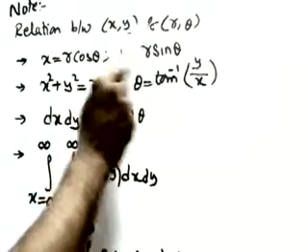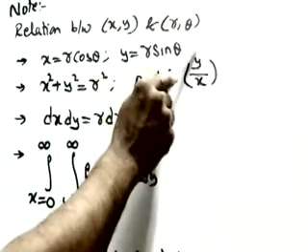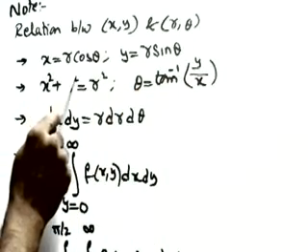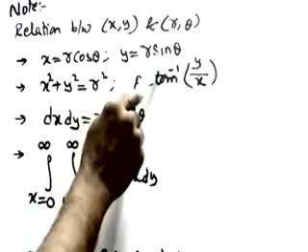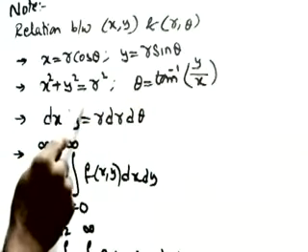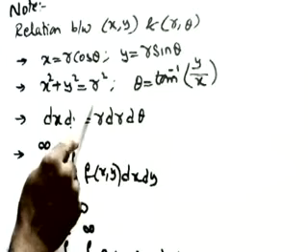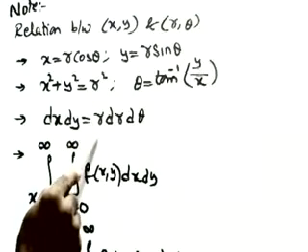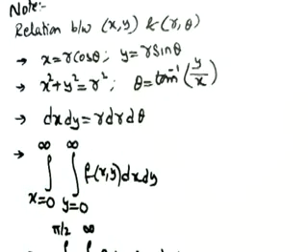Whenever we have to change the Cartesian xy coordinates in terms of polar coordinates r comma theta, we use these formulas. The value of x will be r cos theta, y will be r sin theta, and x square plus y square will be r square. Also, when we have to change dx dy, we use dx dy equals r dr d theta.